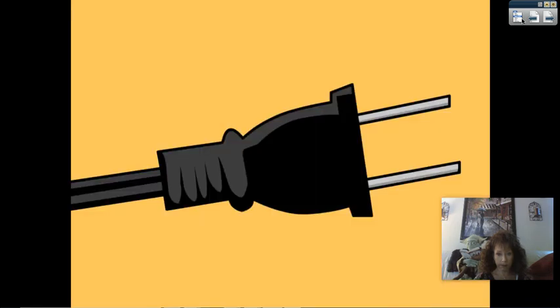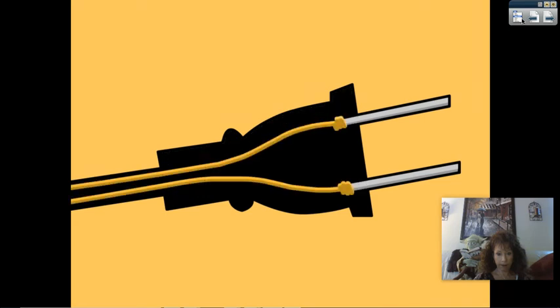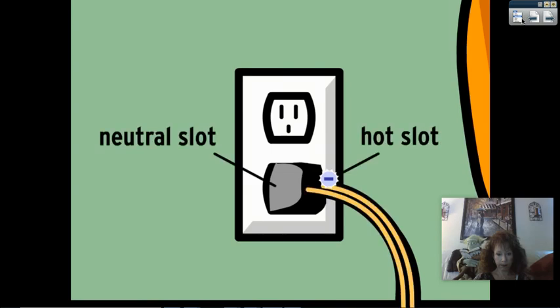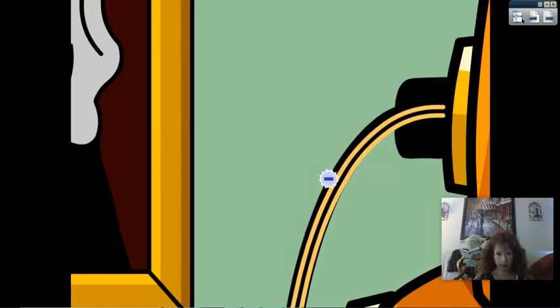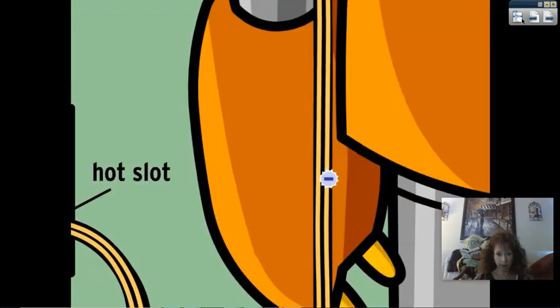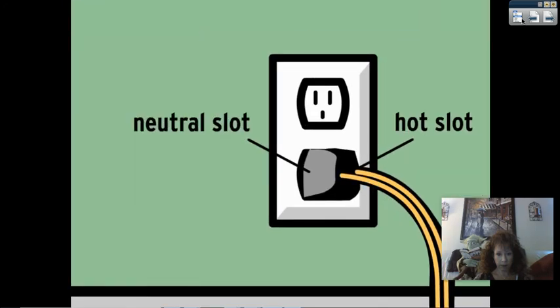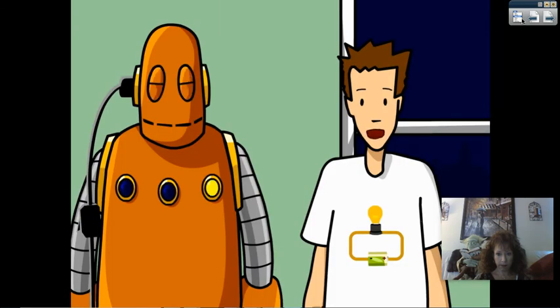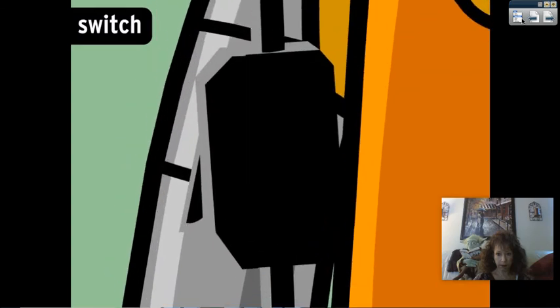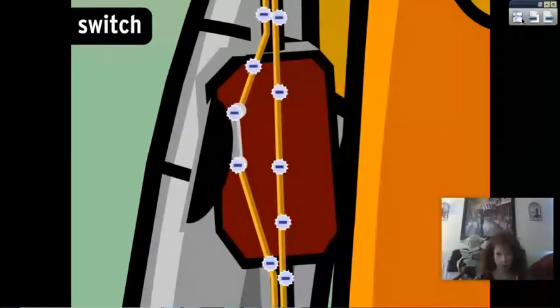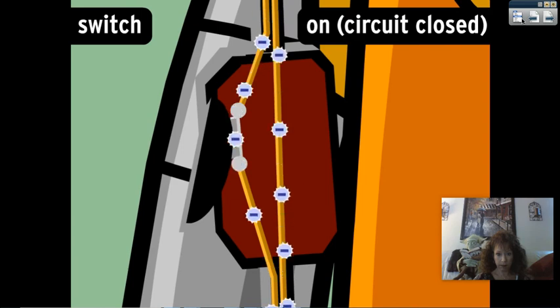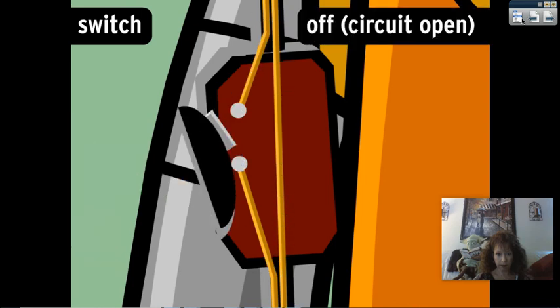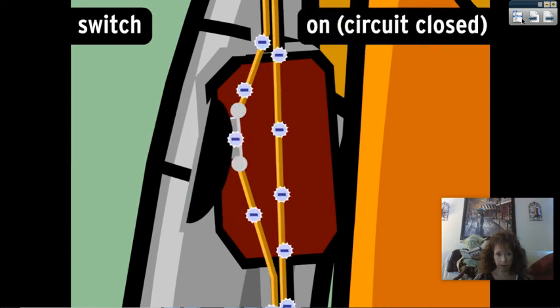If you look closely at an electric cord, you'll see that it's actually two separate insulated wires. Electrons flow out of the hot slot, down one of the wires, into the load, through the wire on the other half of the cable, and back into the neutral slot. Oh, right. Well, to control whether an electric device is on or off, you need a switch. A switch controls the flow of electrons by opening and closing a circuit. When a switch is in the off position, the circuit is open. And when it's in the on position, the circuit is closed and the electrons can flow through.